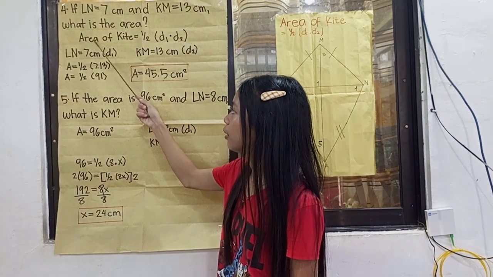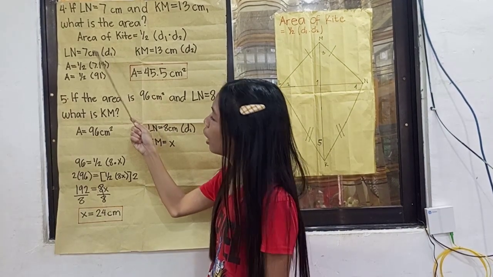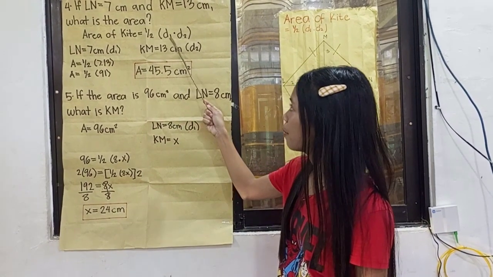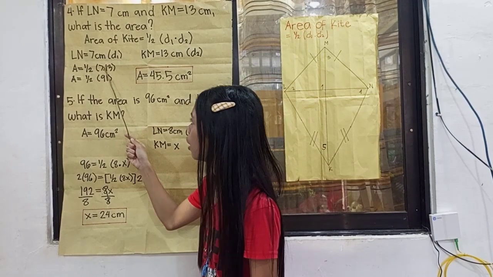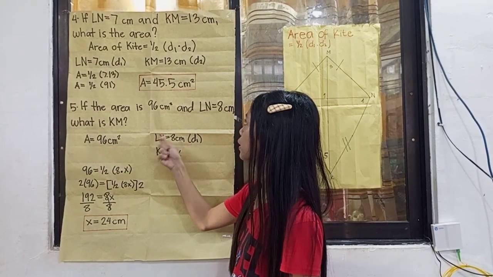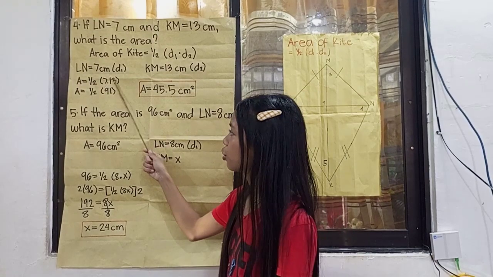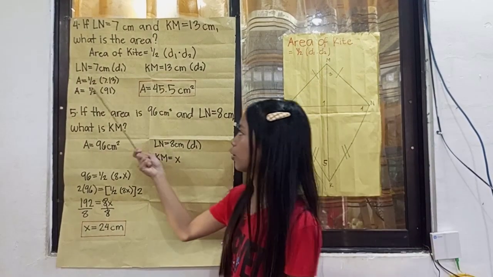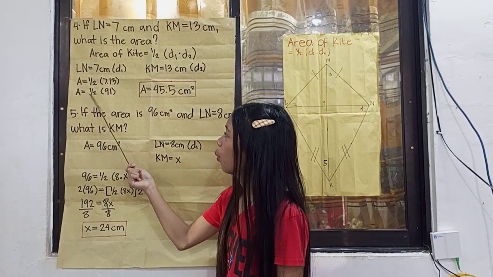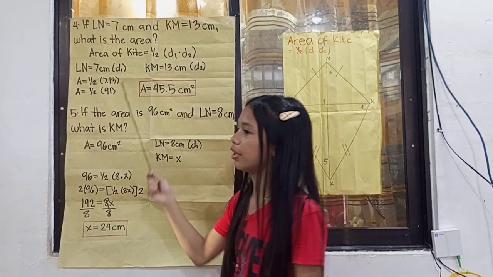A stands for area, is equal to 1 half, and diagonal number 1 is substituted with 7. Then diagonal number 2 is substituted with 13. So, A is equal to 1 half, 7 times 13. So, A is equal to 1 half, now 7 times 13 is 91.